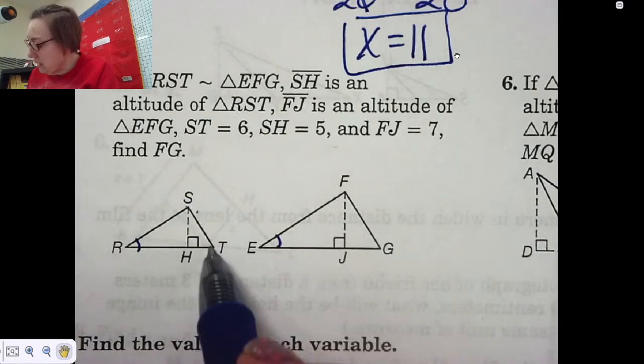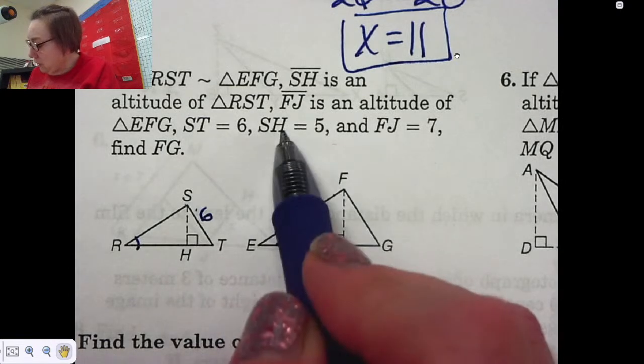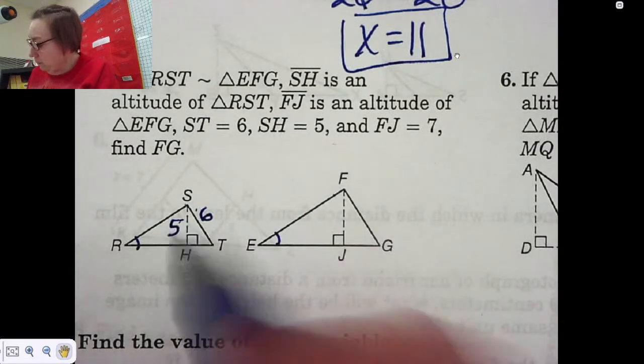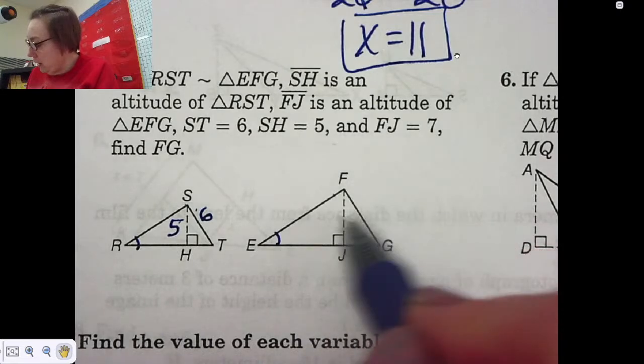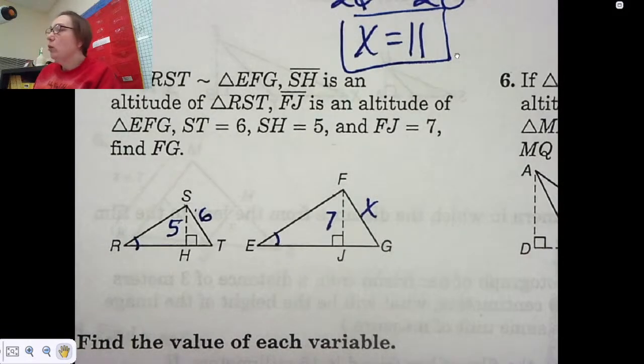So they tell us ST is 6. They tell us SH is 5. They tell us FJ is 7, and they want us to find this. Y'all, we're doing the exact same thing we just did. They just didn't label the diagram for us. We're still doing the same math. We just had to label the diagram.